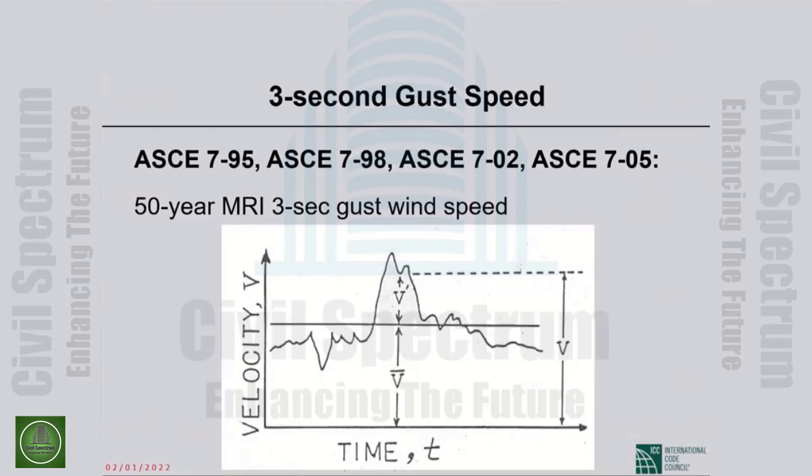In AC7, I kept on saying 98. This switch was made in 95. Yeah. The switch to 3-second gust speed. So in AC 7 95 onwards, we have used 3-second gust speed as the basis of design. The averaging time is down from the variable 30 to 60 seconds to a fixed 3 seconds.